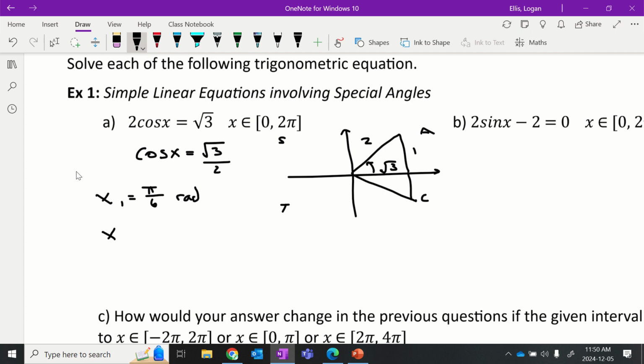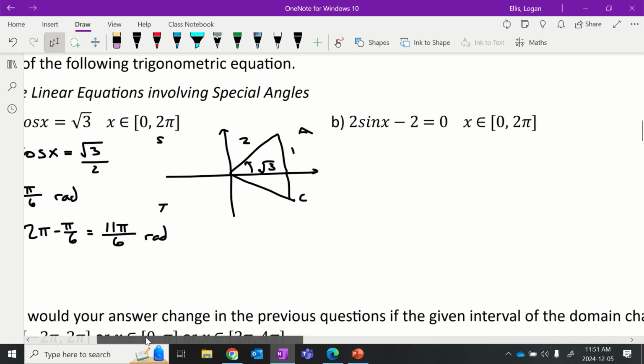To figure out your second value, as it goes all the way around, this would be 2 pi minus pi over 6, and you'd get 11 pi over 6 rad. Pretty straightforward in that sense. It has a period of 2 pi, it's a regular cosine x, and you're solving between 0 and 2 pi, so you only need to look at one revolution. Pretty straightforward. Let's check another one here.